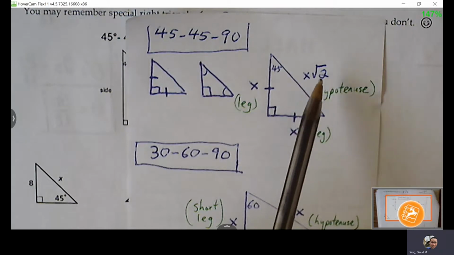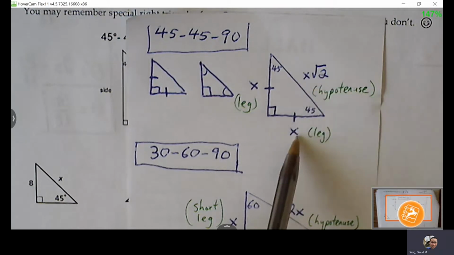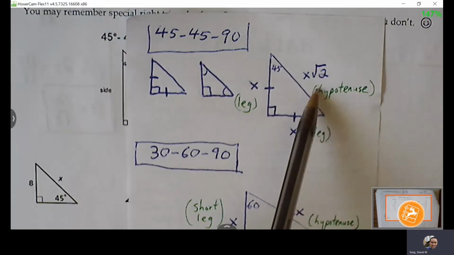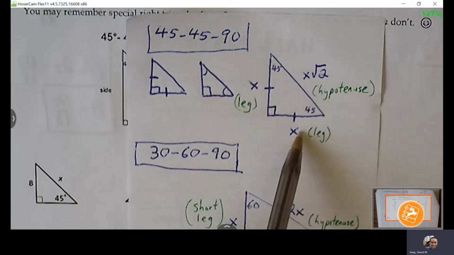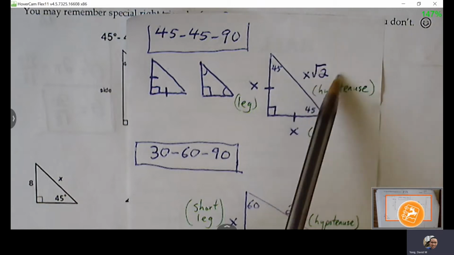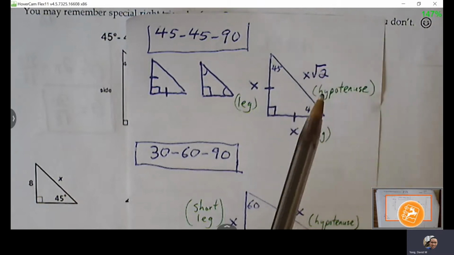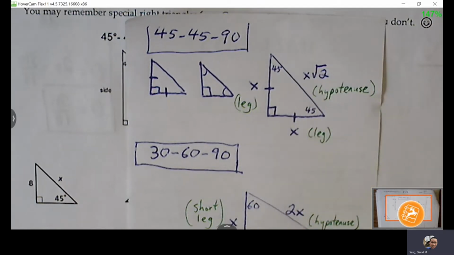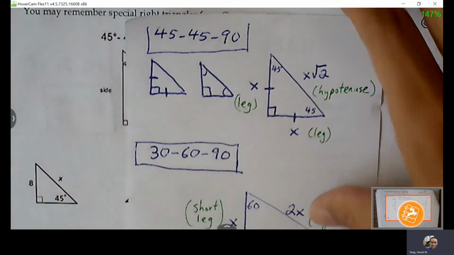If I want to go from the hypotenuse back down to the leg, I'm going to divide by square root of 2. So you're either multiplying to get to a larger value, or you're dividing to get to the smaller value. And then root 2 is going to be the way that we get from one side to the other.